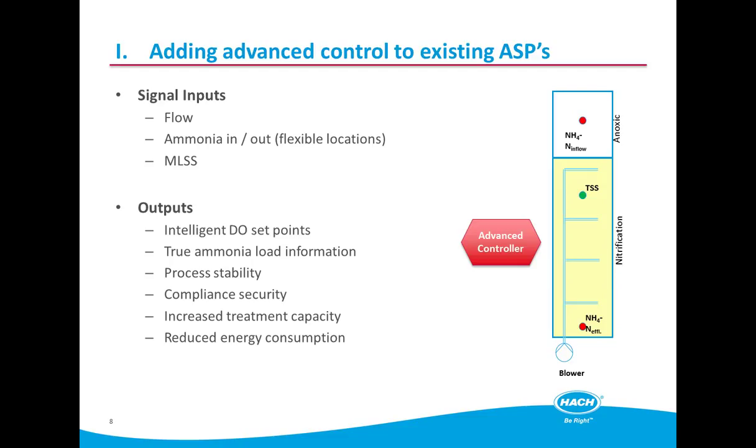So what do I need if I want to actually upgrade my plant? In terms of signals, the controller simply requires an ammonia measurement at the inlet and the outlet of the activated sludge plant, a suspended solids within the aeration basin, and a flow signal. These signals are pulled into a standardized controller using either a 4 to 20 milliamp, Profibus or a Modbus network.